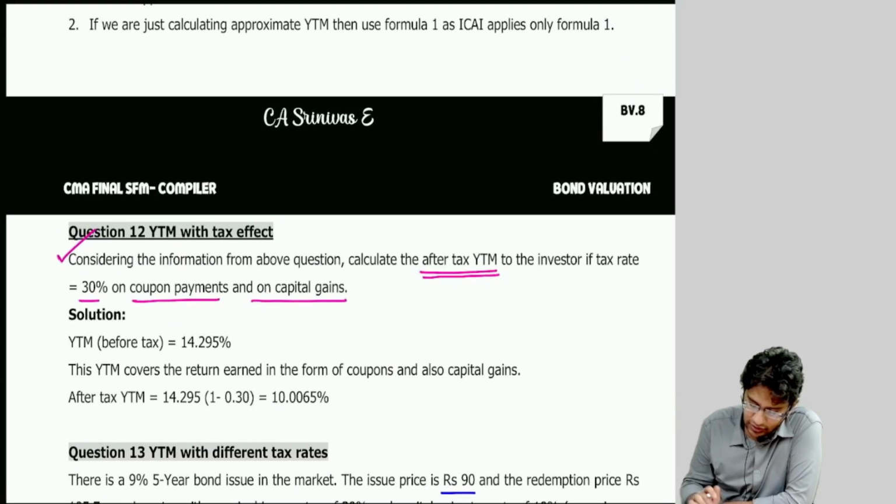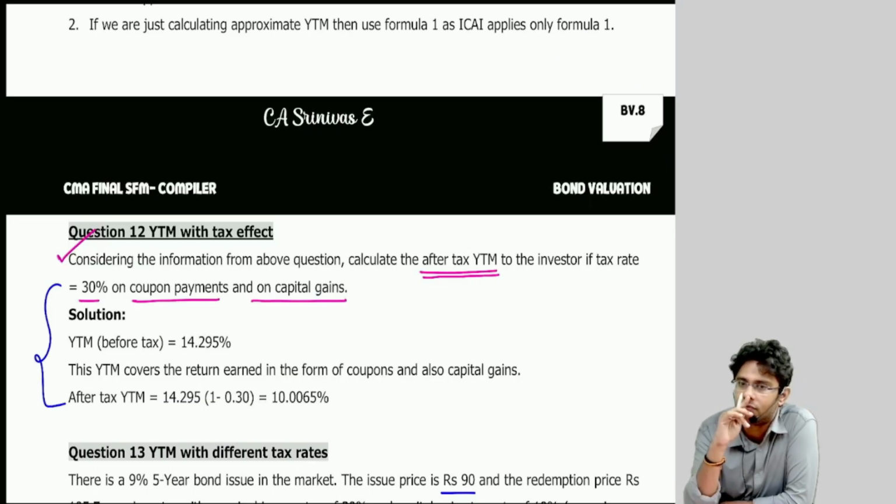Can I do this kind of adjustment now? Directly work, first forget tax, work out the YTM, and from that YTM directly remove the tax rate. Can I do it like that? I can't.